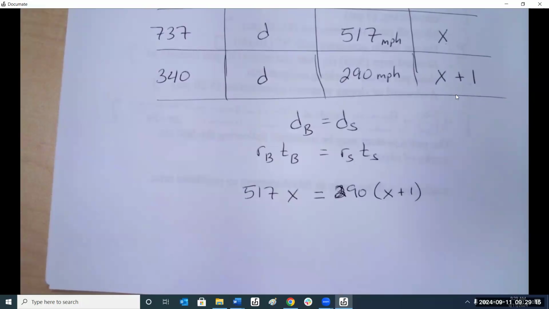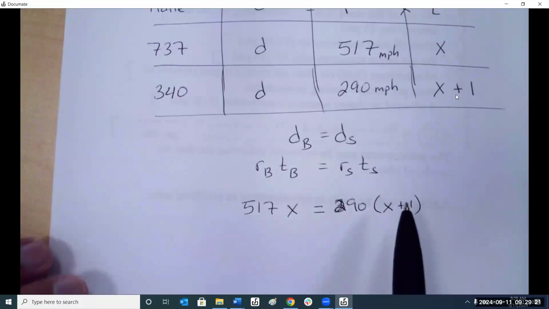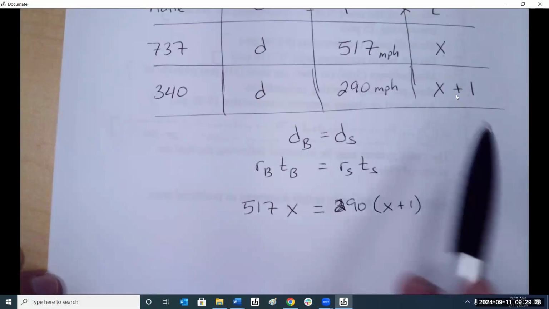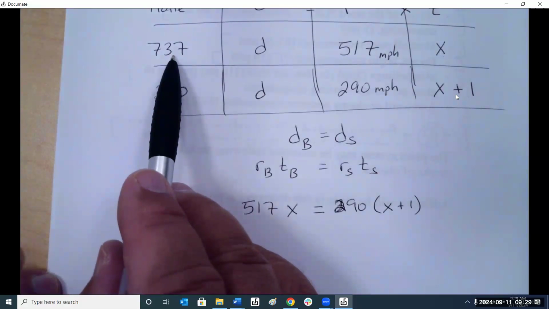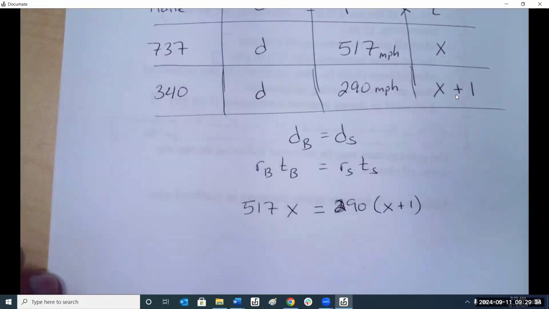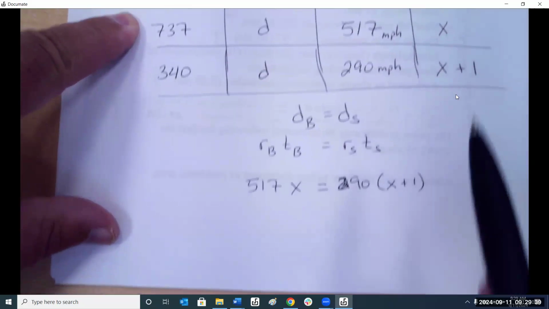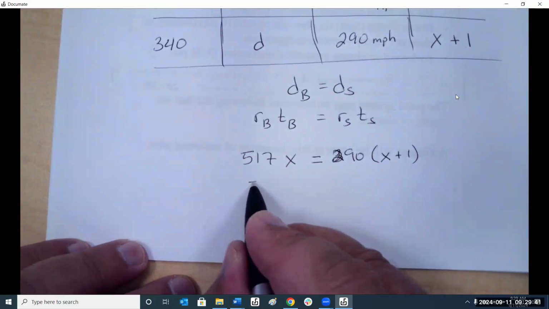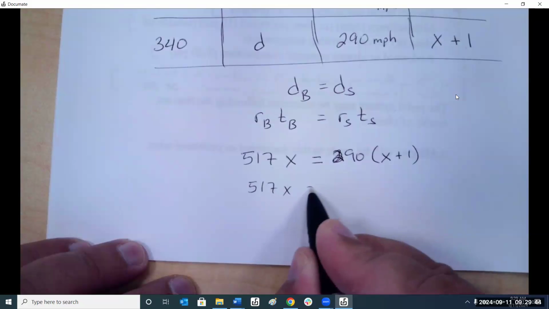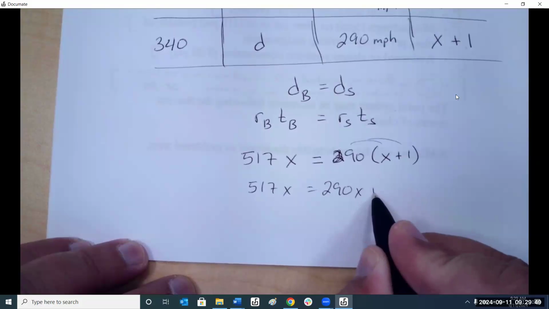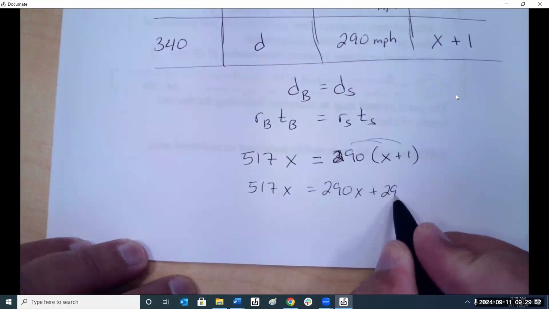So we're going to solve for X. What does the X represent? The time of what? Of the Boeing, because X represents the Boeing's flight time, or how long before it reaches it. So what we're going to find here is how long after the Boeing took off. So solve for X. 517X equals 290X. 290 times 1 is 290.